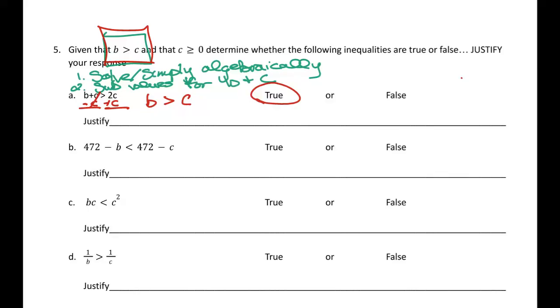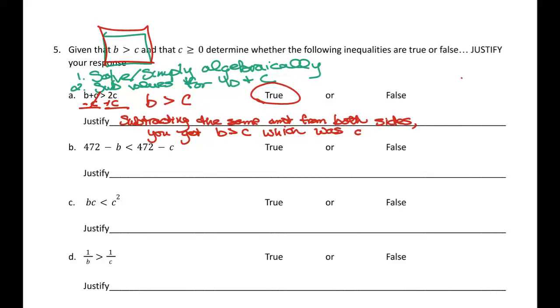So justifying it, I would say by subtracting the same amount from both sides, you get B, which is greater than C, which was given. Okay? Yeah. So the way that I did it was like, uh-huh. Okay. That would result in 3 being greater than C. Mm-hmm. Yep. And did you describe that somewhat when you said justify?